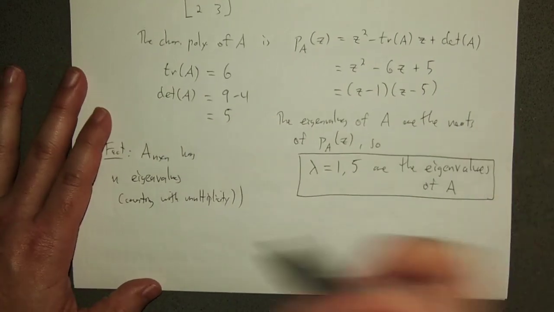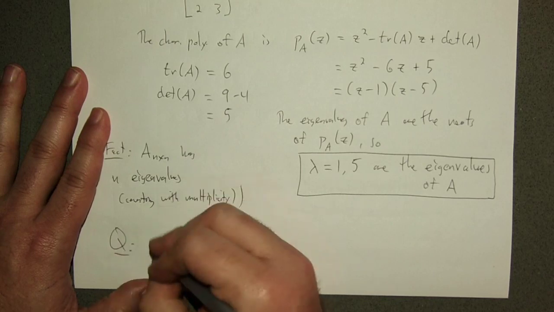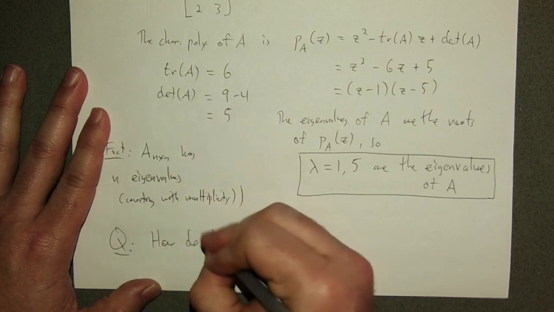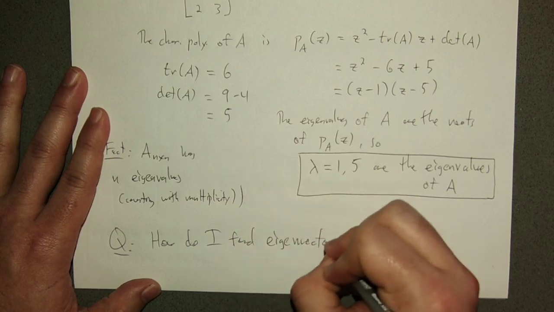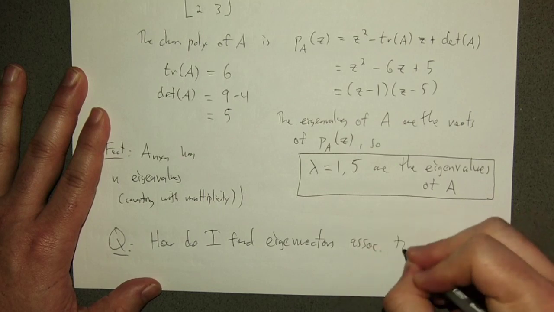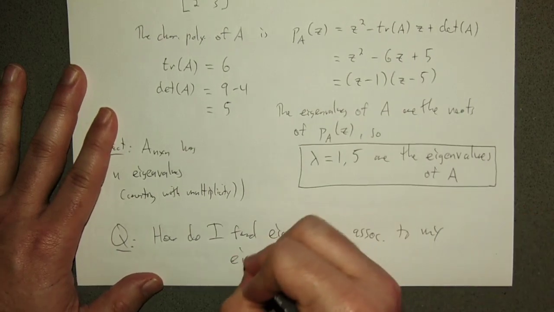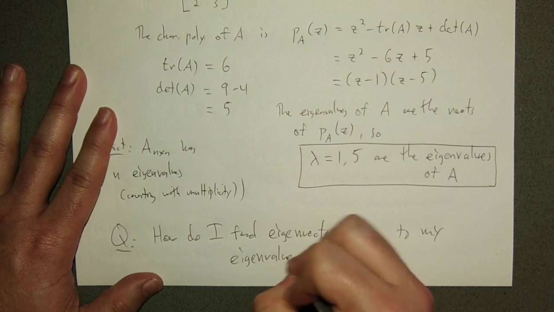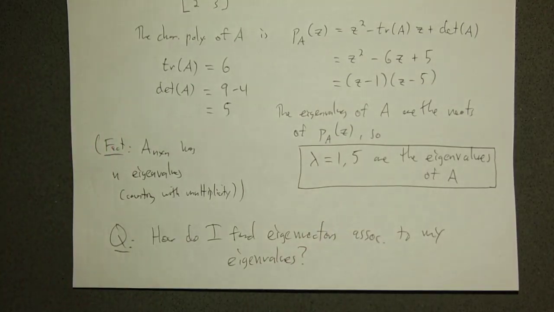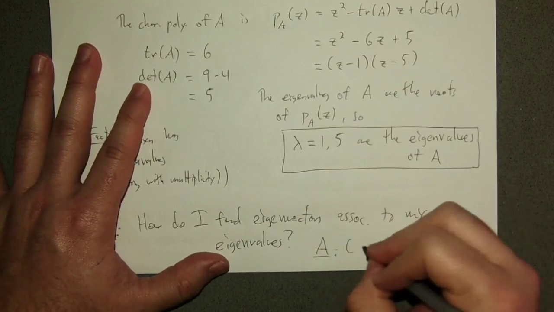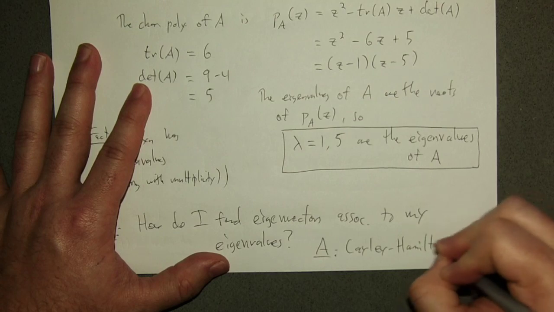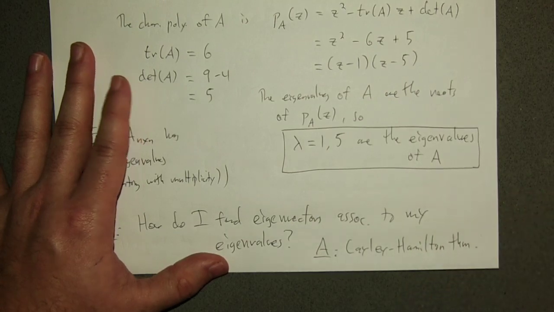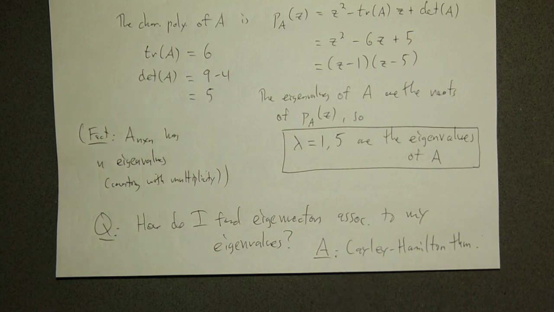And so, question: how do I find eigenvectors associated to my eigenvalues? And the answer is the Cayley-Hamilton Theorem. As I said before, this is not required. In fact, if you know how to solve for these anyway, then you don't have to do this at all. You can totally ignore what I'm going to say here.